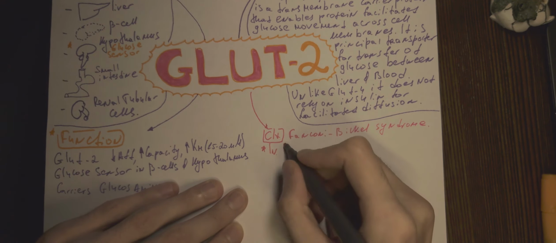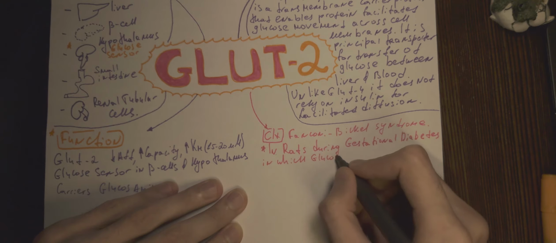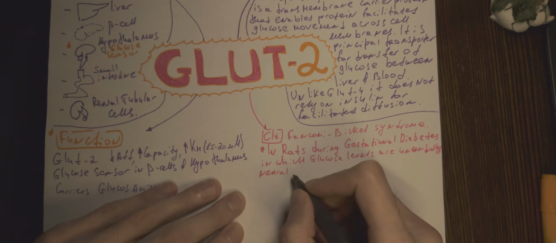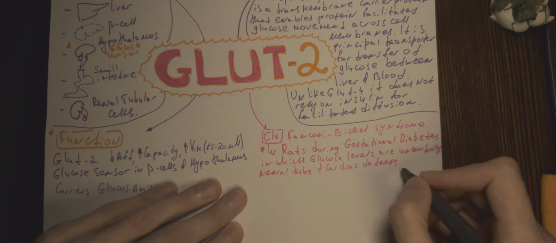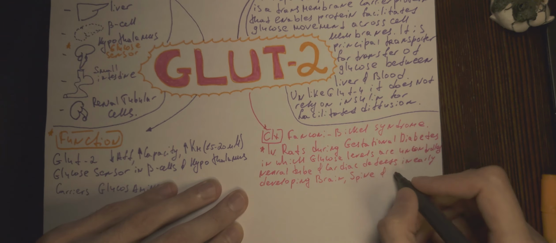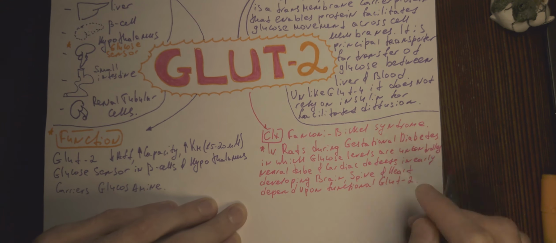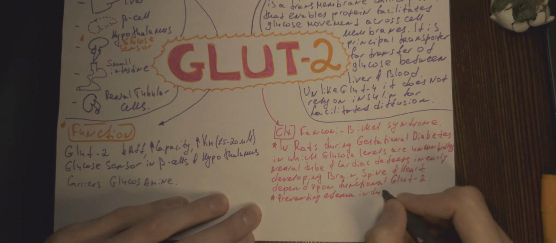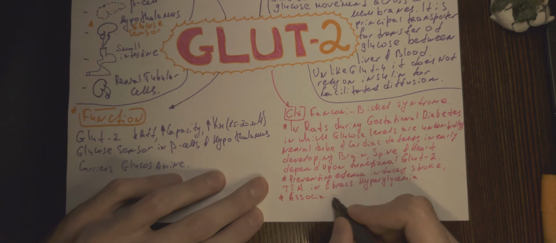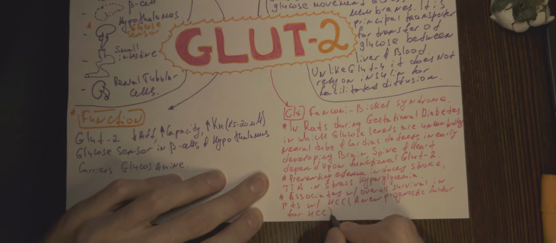Clinical correlations include Fanconi-Bickel syndrome, which we are going to discuss later in this video. In rats during gestational diabetes, in which glucose levels are uncontrolled, neural tube and cardiac defects occur, as the early developing brain, spine and heart depend upon functional GLUT2. It is also involved in preventing edema-induced stroke and transient ischemic attack in stress hyperglycemia. It is also associated with overall survival in patients with hepatocellular carcinoma, a new prognostic factor for hepatocellular carcinoma.